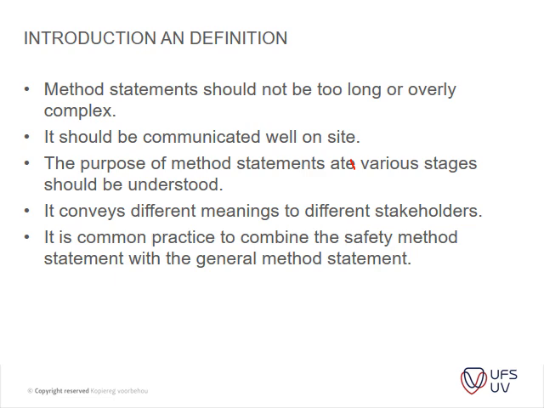Okay, then it conveys different meanings to different stakeholders. It is a common practice to combine a safety method statement with the general method statement. Okay, so you can see it can be combined. Instead of having your normal separate method statement on the one hand, and then your safety method statement on the other, you can combine the two. What I usually see from the contractors is they have their method statement, and then they just have like an addendum to that, which is the safety one. Referring to each stage and just say how they're going to mitigate the risk that they've got on it.